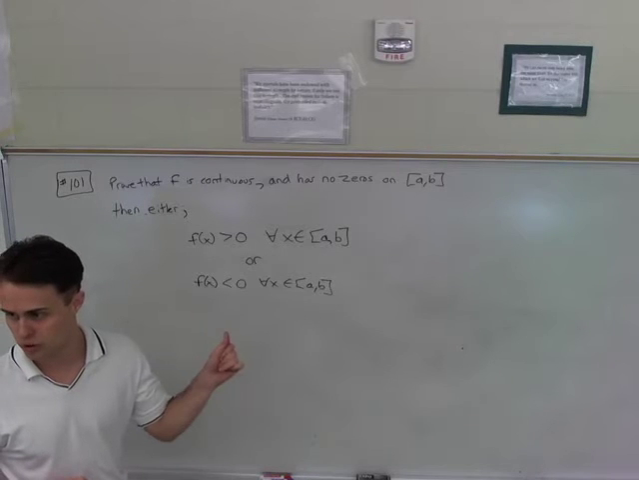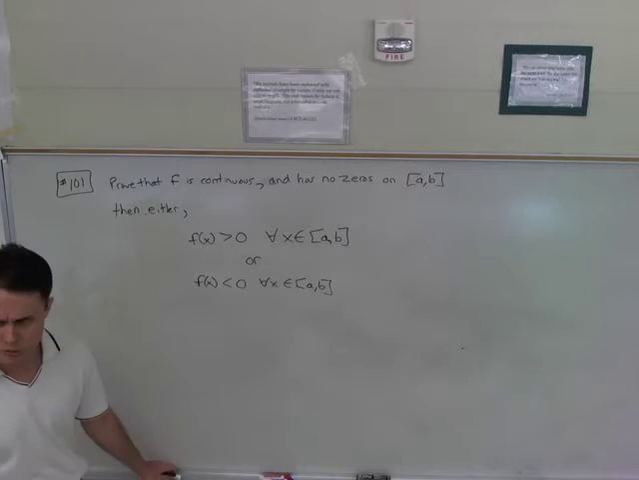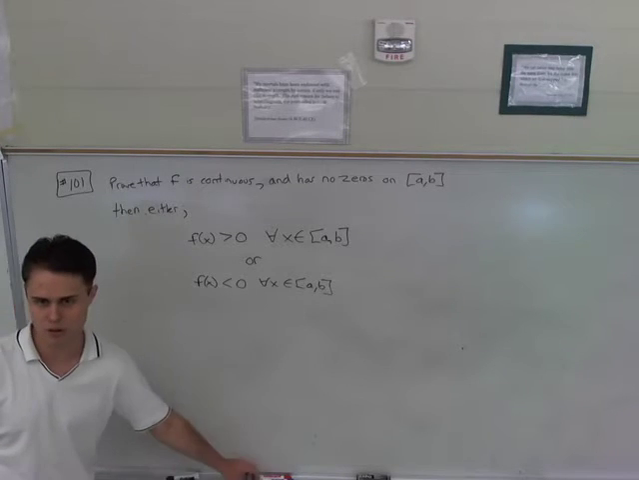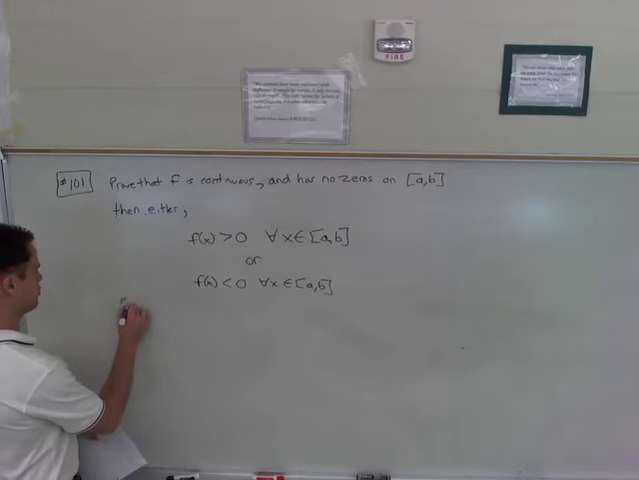We're supposed to prove this. It has to be greater than 0 or less than 0. Right, it said it has no zeros, so that makes sense. Okay, so how are we going to prove this? Well, we're going to need the intermediate value theorem probably at some point, right? But that's only one part of the proof. So, here we go. Proof.